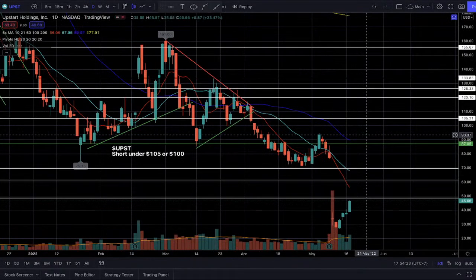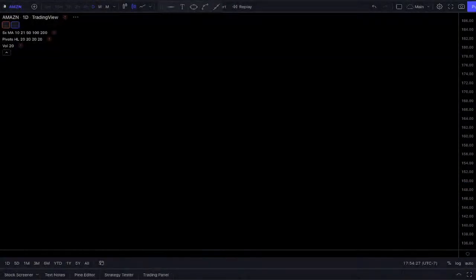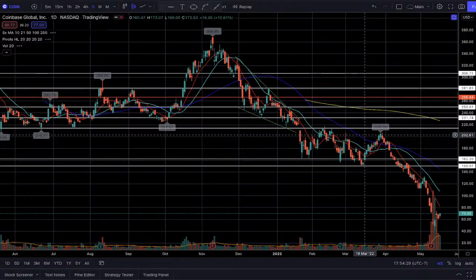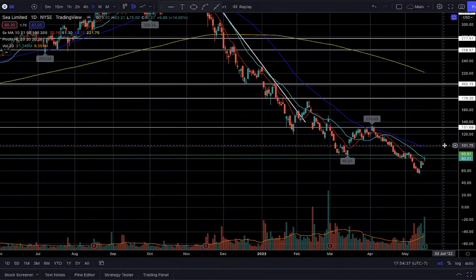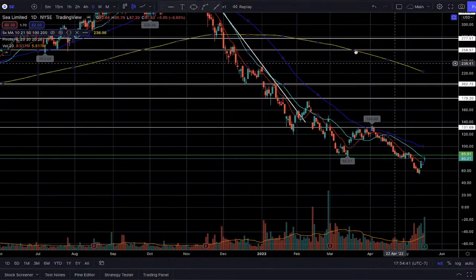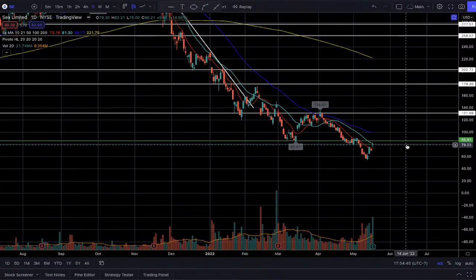UPST, Disney, Apple, Amazon, Coin, right? What else? SC, right? This is another great opportunity for a mean reversion back towards that 50 SMA, which is another triple digit number here, around $100. So watch out for all these names tomorrow, especially SC since it had earnings. That could be a nice big earnings run up. All right, that's it for tonight.